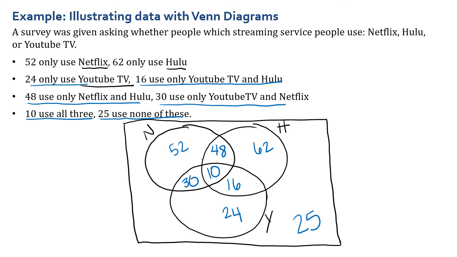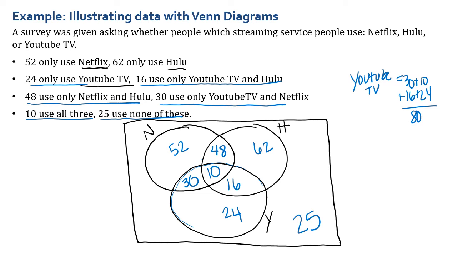We can figure out how many people used just Hulu and YouTube by looking right here at the 16. How many people watch YouTube? So how many people that were surveyed watch YouTube? Notice I didn't say only YouTube, I just said how many people watch YouTube. So that would be adding up all the values in the YouTube circle. So that would be 30 plus 10 plus 16 plus 24, which ends up giving us 30 plus 10 is 40, 80. So 80 people watch YouTube.